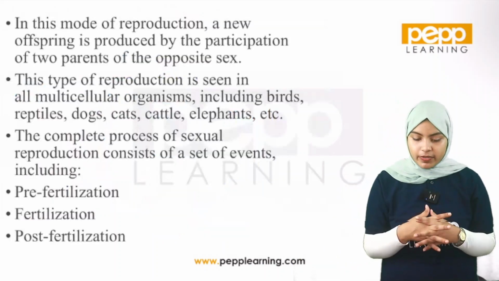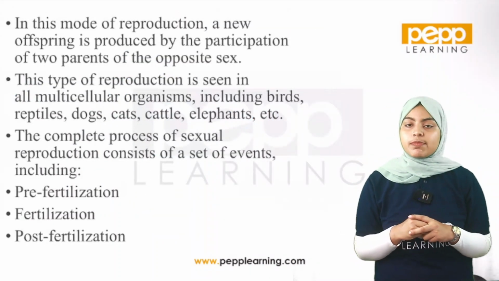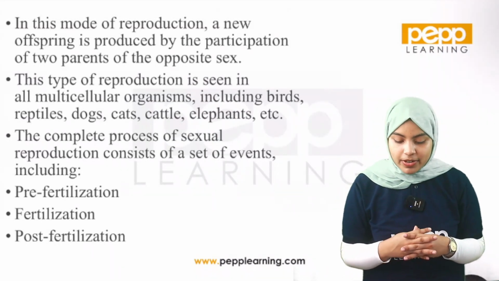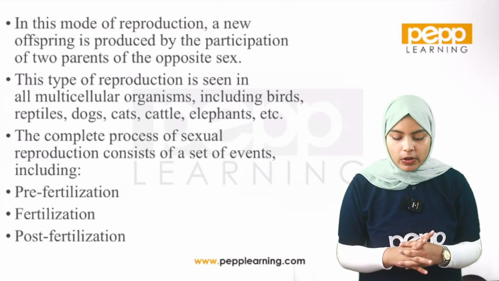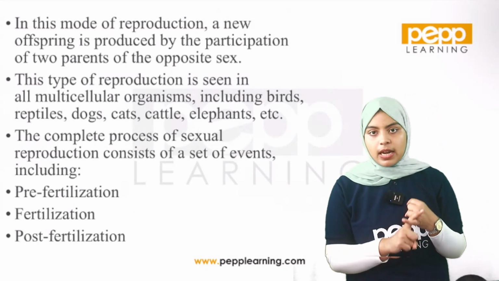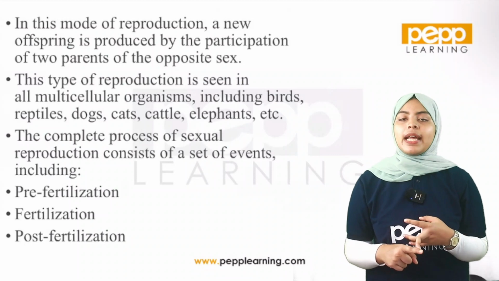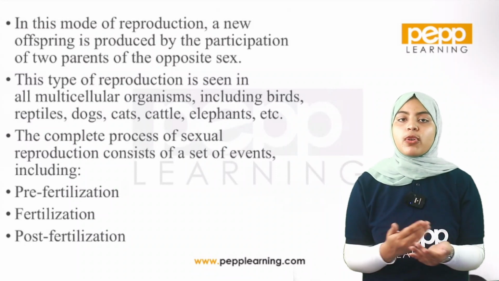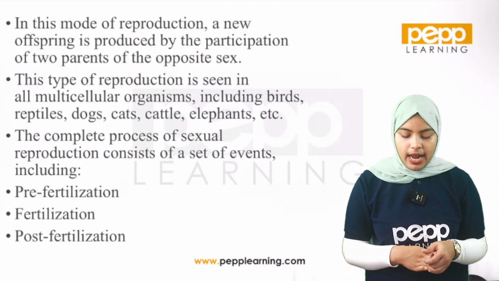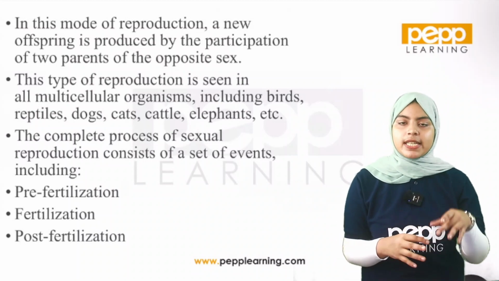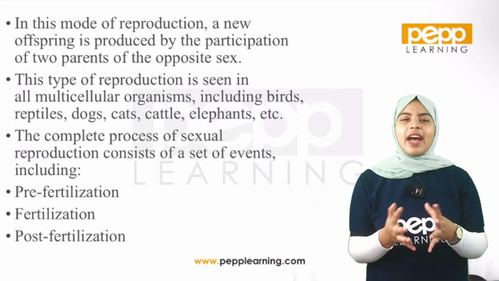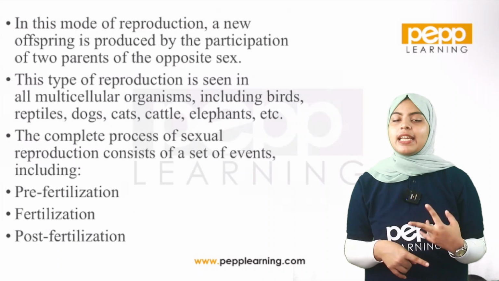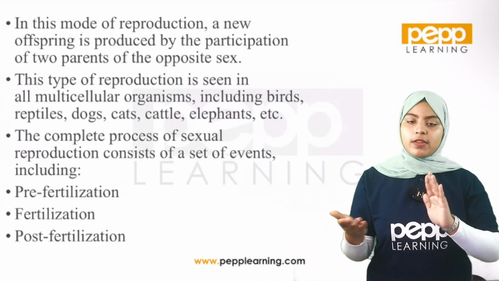In the sexual mode of reproduction, a new offspring is produced by the participation of two parents of opposite sex. This type of reproduction is seen in all multicellular organisms. Where is it seen? It is seen in birds, animals, reptiles, dogs, cats, elephants, etc. All these animals are produced by sexual reproduction, and the complete process of sexual reproduction mainly has three events: pre-fertilization, fertilization, and post-fertilization.